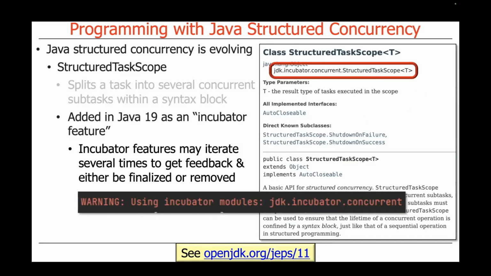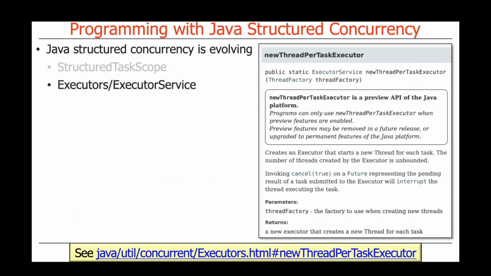And this was added in Java 19 as a so-called incubator feature. And an incubator feature is a feature that's designed to get feedback from the community. It may go on and be birthed after it's been incubated and become part of standard Java, or it might be removed if people don't like it, or it has other issues. And that's why when you use the Java incubator concurrent package in Java 19, you get this funny warning that says, warning, using incubator models. And all that means is don't count on this being exactly the same over time.